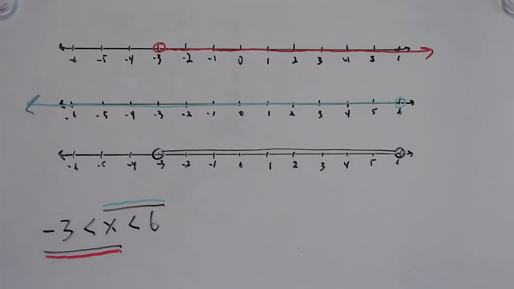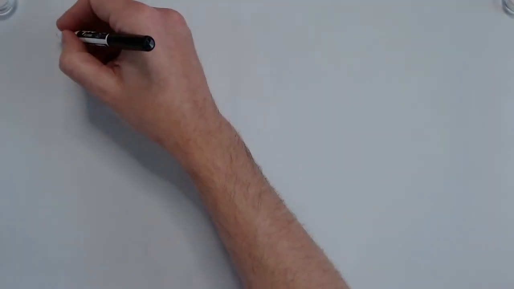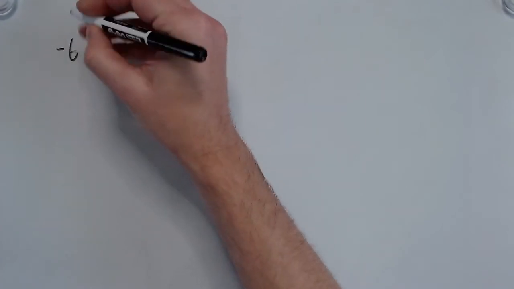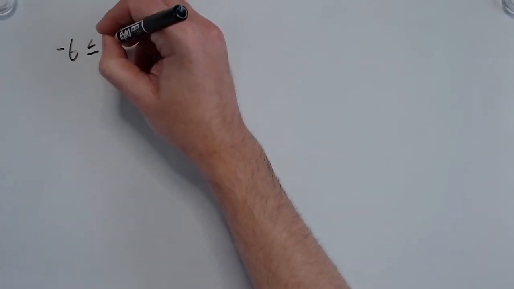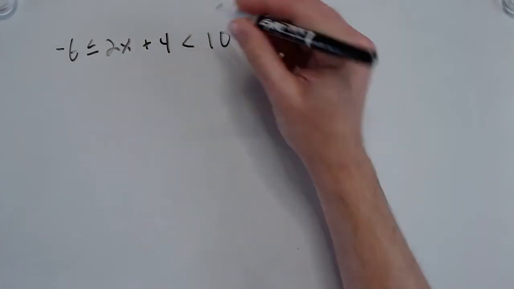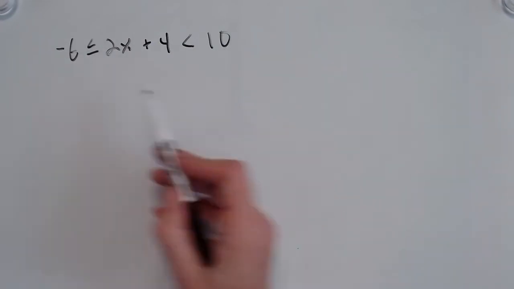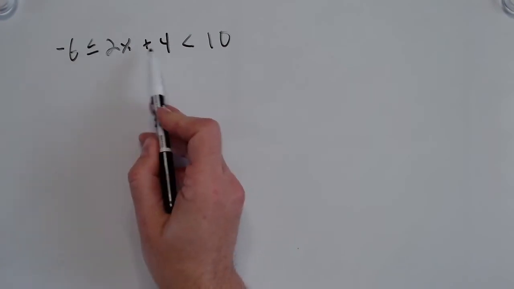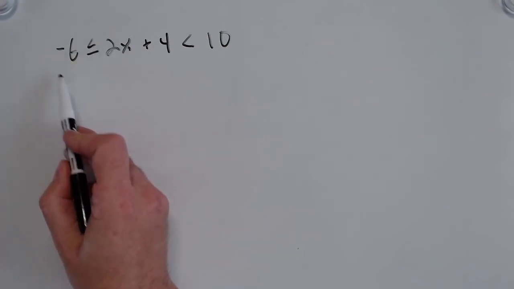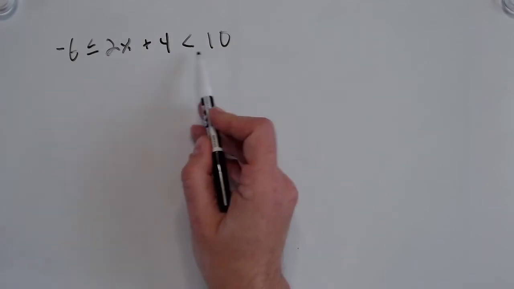Let's clean this off and do a different kind of example. Alright, we're going to start with the mathematical expression up here. We're going to say negative 6 is less than or equal to 2x plus 4, which is less than 10. So we've kind of got some algebraic looking stuff in here, but let's break it down into what this really means. It means that 2x plus 4 is greater than or equal to negative 6. That's one statement. And the second statement is 2x plus 4 is less than 10.